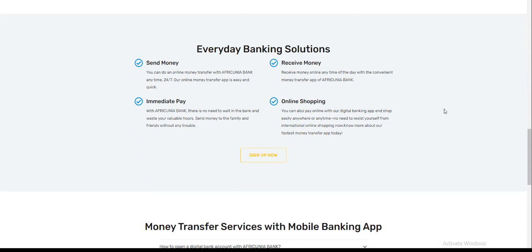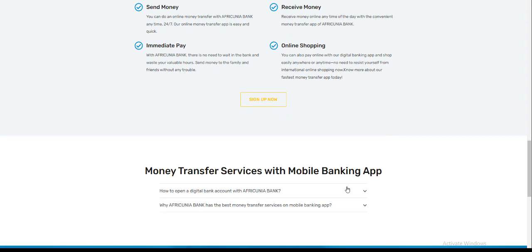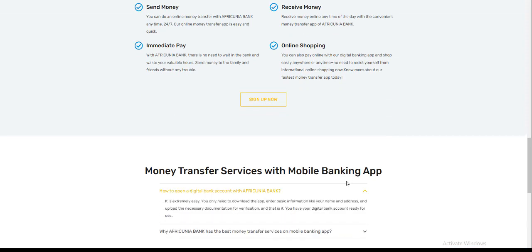Online shopping. You can also pay online with our digital banking app and shop easily anywhere at any time. No need to hesitate about shopping internationally now. Learn more about our fastest money transfer app today. Invest and trade cryptocurrency. Start building your portfolio today. Finally start your profitable online journey and create lasting wealth for as little as $10. Join Africunia Bank, swap and trade instantly to seize the opportunity.